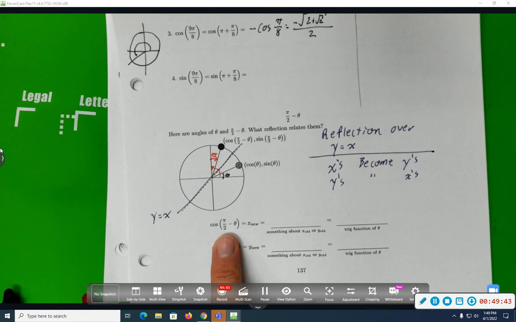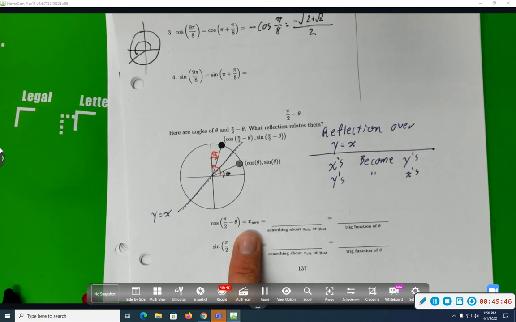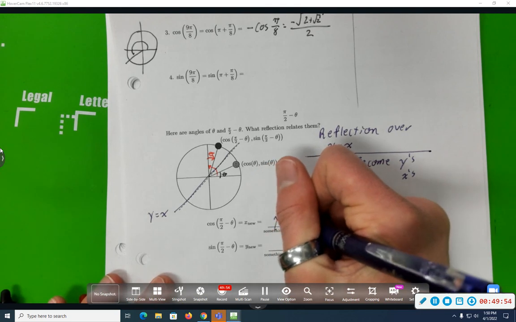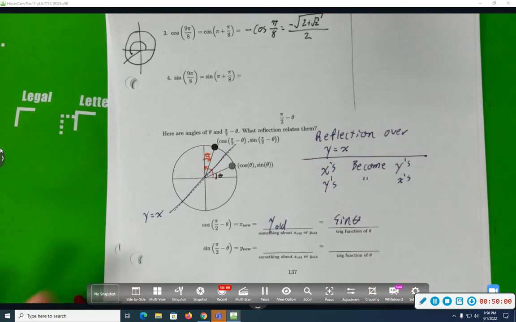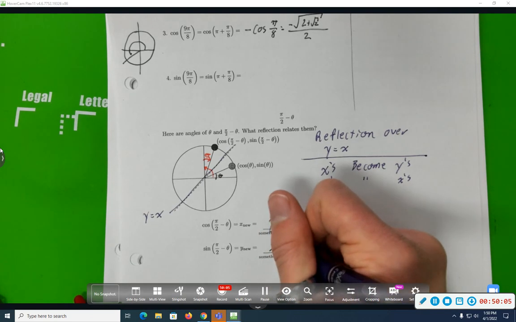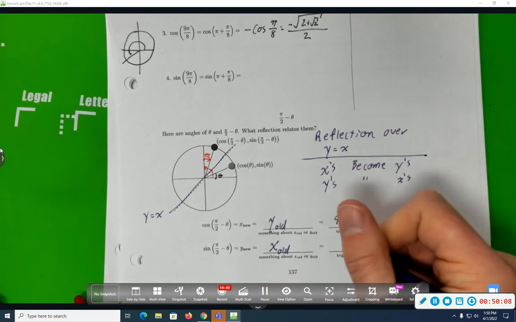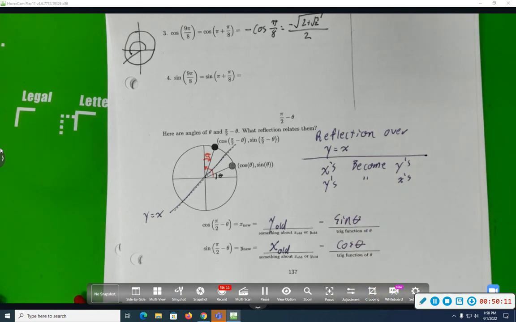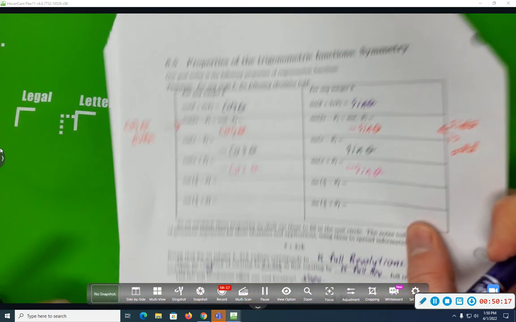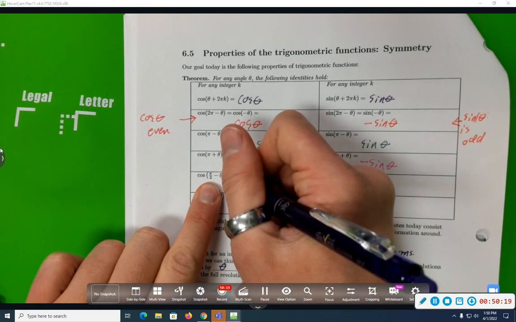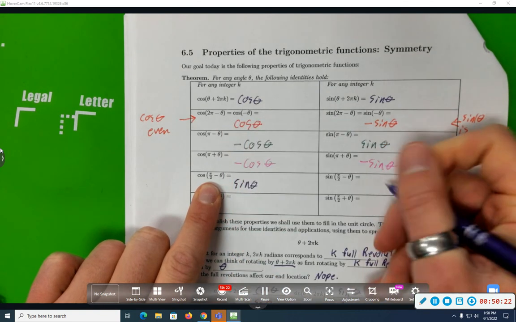So cosine of pi over 2 minus theta, that's the new x coordinate. But what does the new x coordinate correspond to? How does that relate to the old x and y coordinates? It's y. And what trig function gives you y? Same thing but for sine. Cool. So I'll flip back to that first page to fill in that entry. So sine and cosine have the property that if you replace an angle by pi over 2 minus theta, cosine becomes sine, sine becomes cosine.